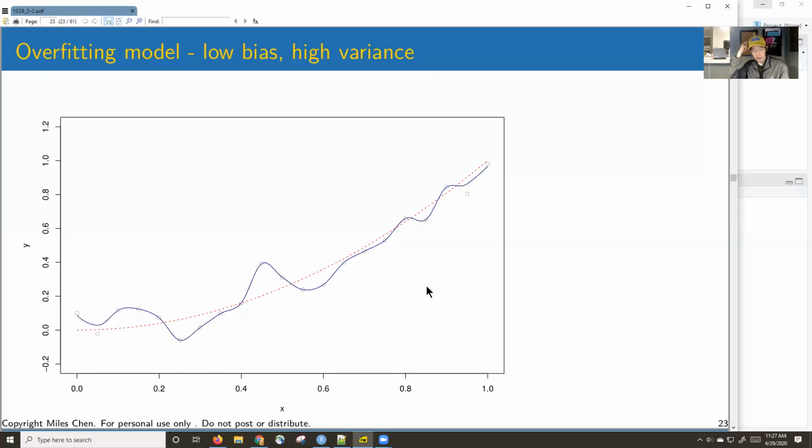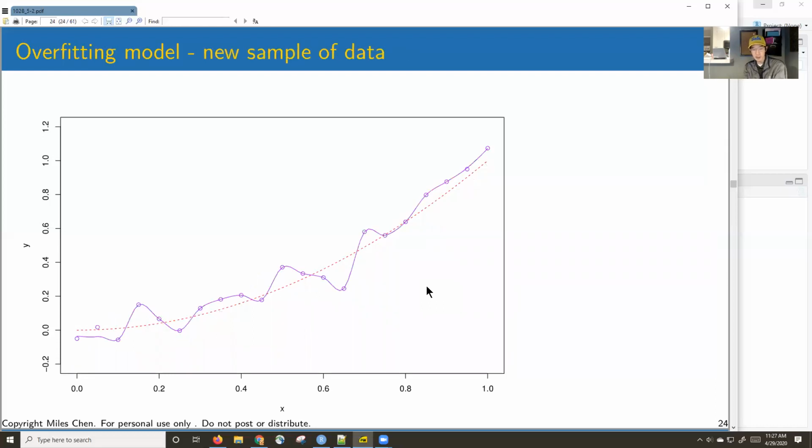Okay, I do the same thing with a new random data set.